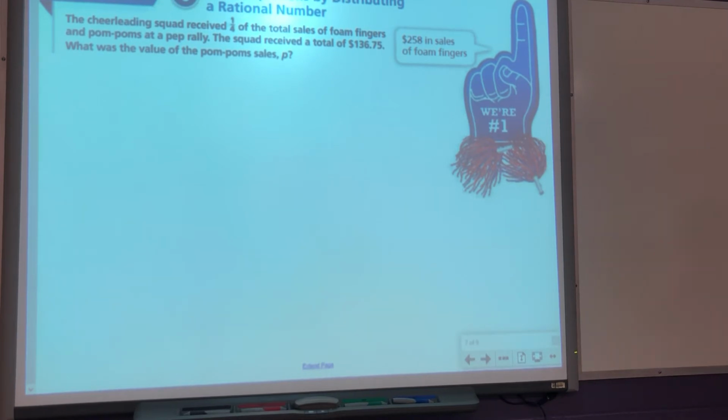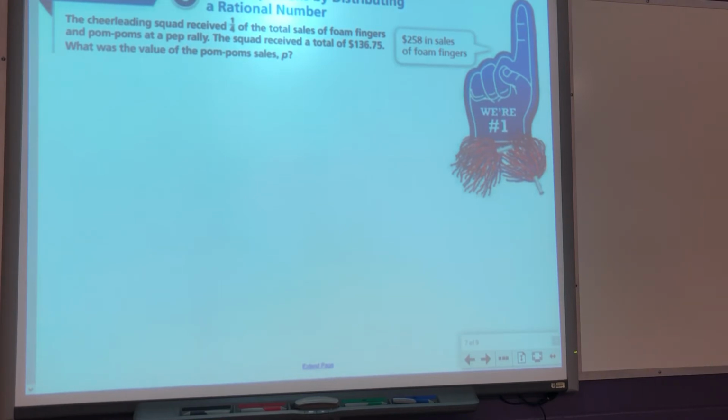What do you know? What do you see? What can be useful to us? Lucas, go ahead. The squad received a total of $136.75. Very good. That's how much they received at the pep rally, after they sold their foam fingers and pom-poms.